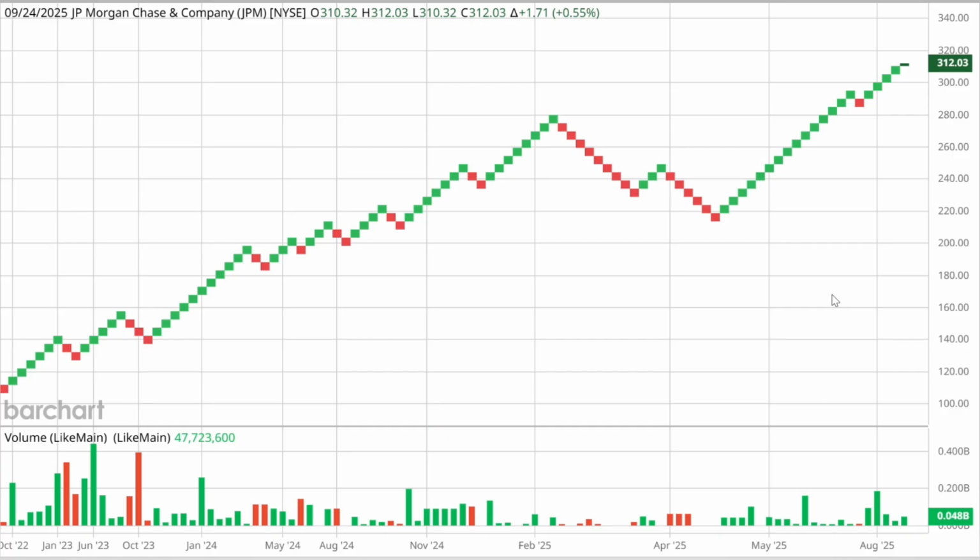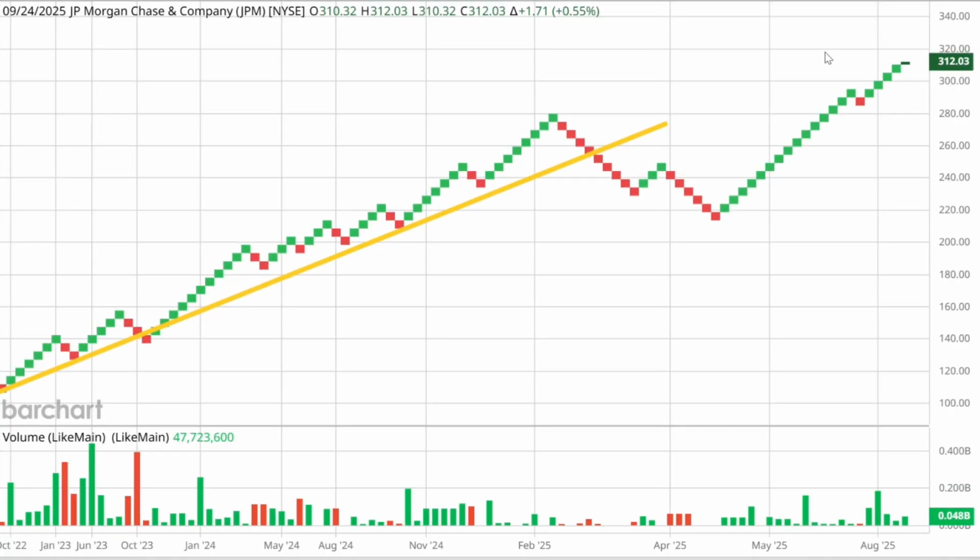That gives us our first line of support. But notice, this line is a little steep, and eventually, we see a break around $260. That's not unusual. The first trend line often gets too steep. So we look for confirmation by drawing a second trend line. This one holds for a while, but then breaks again at about $240.